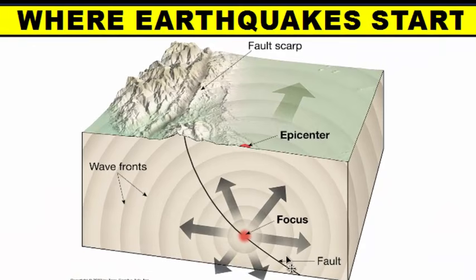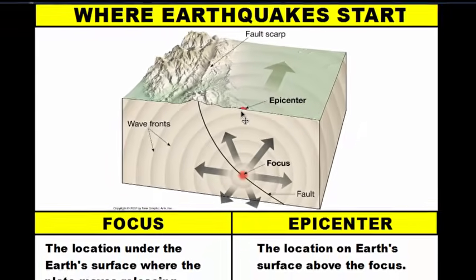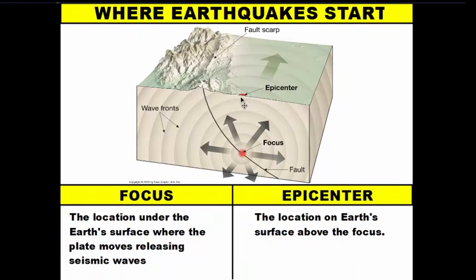So if we take a look at this diagram here, the focus again is down below the Earth's surface on the fault line, but when we go straight up above it to the Earth's surface, that's where we have our epicenter. So remember, the focus is the actual point at which the seismic energy is released under the Earth's surface, and the epicenter is the location above the focus on the Earth's surface. Now, when an earthquake happens, the damage is done by seismic energy called seismic waves. So let's take a look at what those waves are.